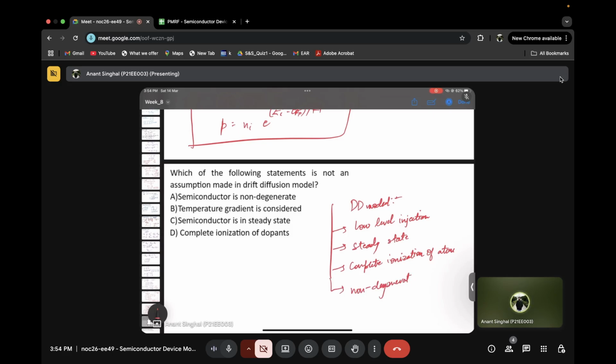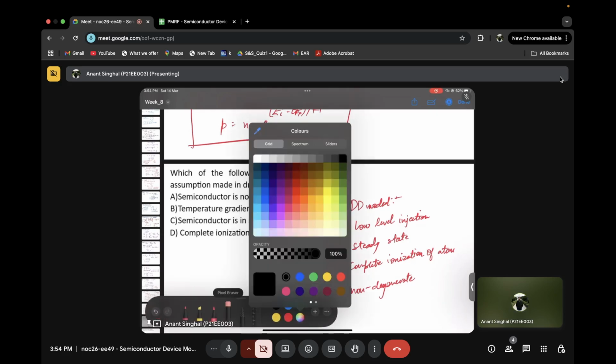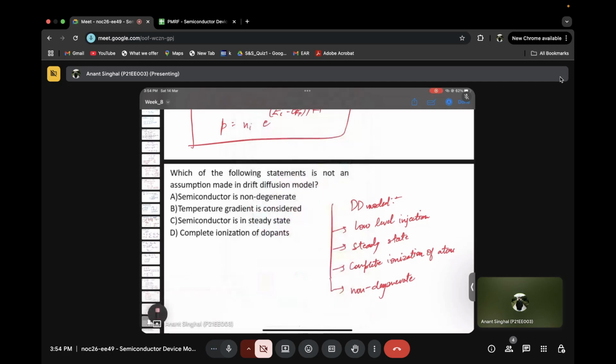So can anyone tell what are non-degenerate semiconductors? I mean, we have studied, but anyone? You remember we studied about degenerate and non-degenerate maybe in the first class.